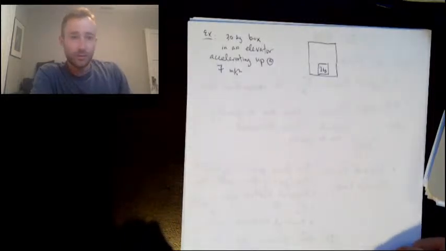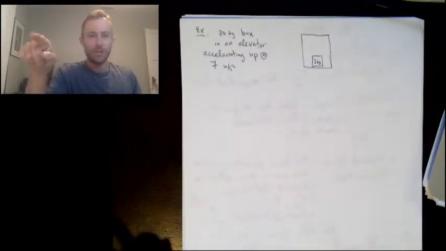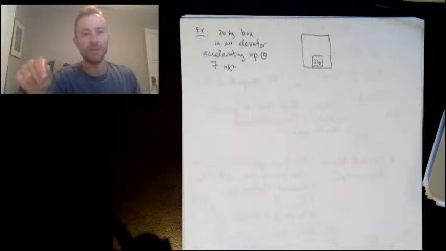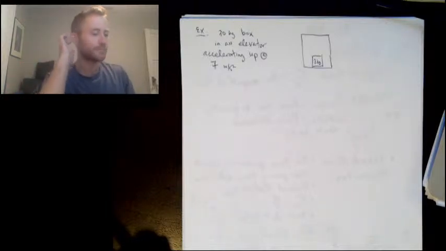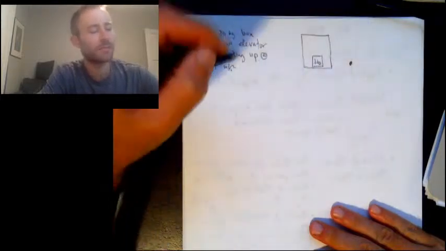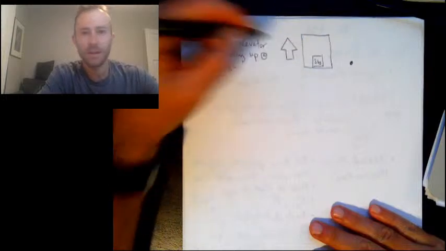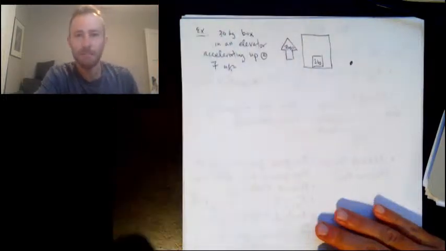One of the things you might notice if you ride an elevator is that you push the button to which floor you want to go to, and when the elevator starts moving, you can feel it, right? What you're feeling is the acceleration of the elevator. You're feeling the change in the normal force on your feet. So what's going to happen in this case? By the way, this is accelerating upward at 7 meters per second squared.